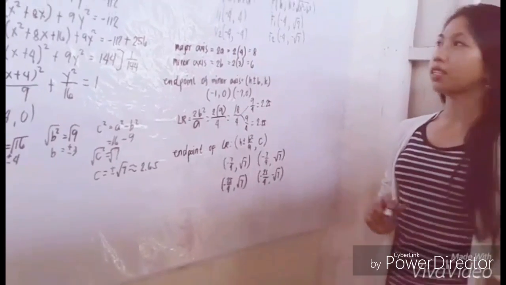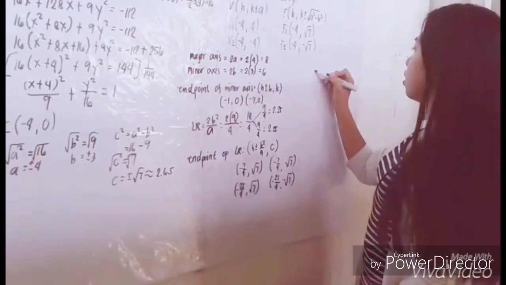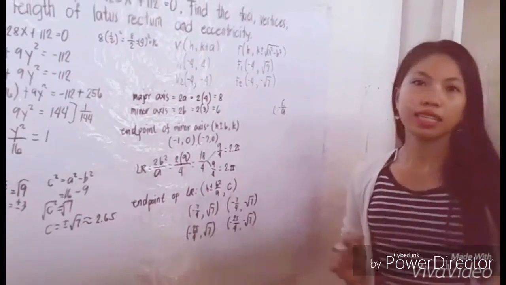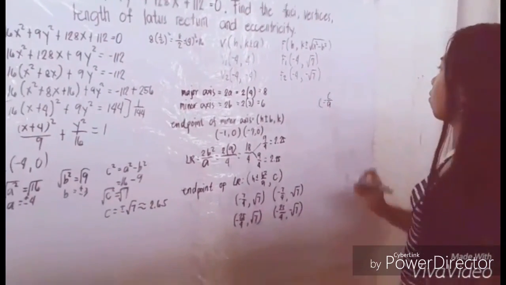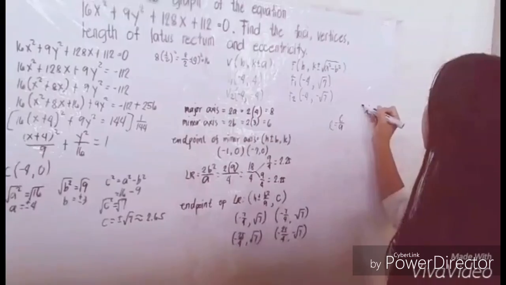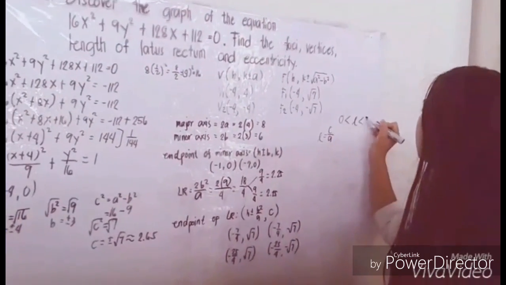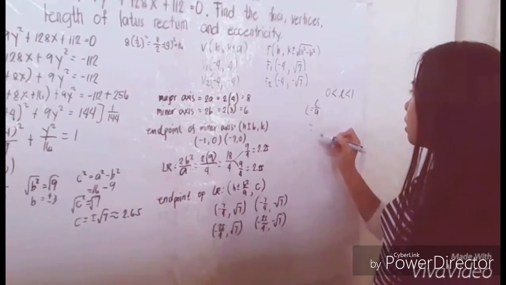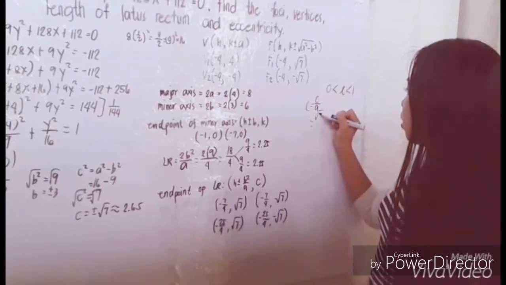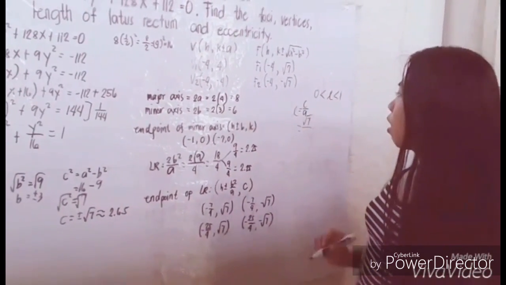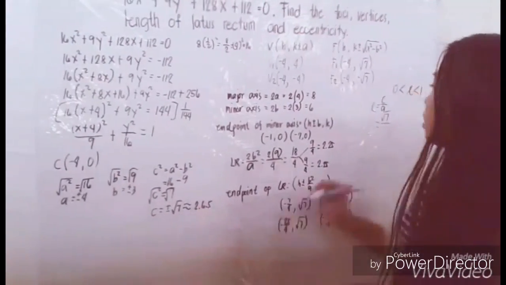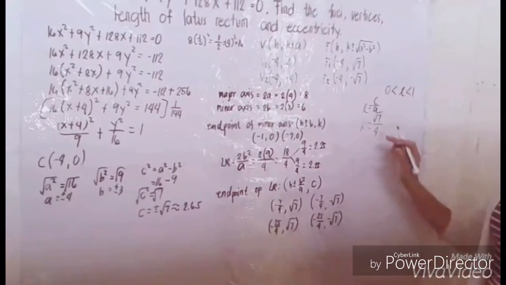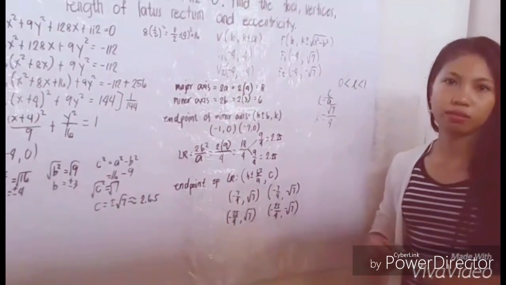We are also asked to find the eccentricity. Our eccentricity is equal to c over a. Eccentricity is the amount of roundness of a graph. So take note that eccentricity is greater than 0 and less than 1. Substituting, we have the value of our c, which is square root of 7, over our value of a, which is 4. So the eccentricity is equal to square root of 7 over 4.